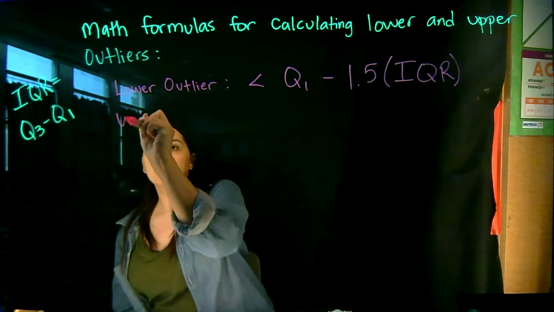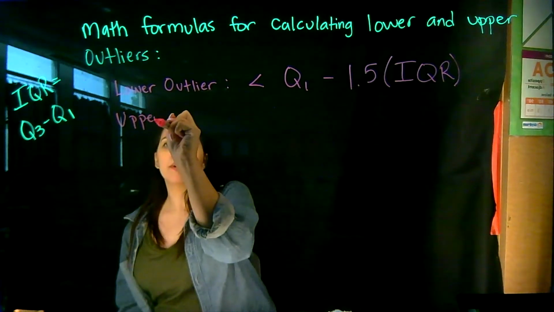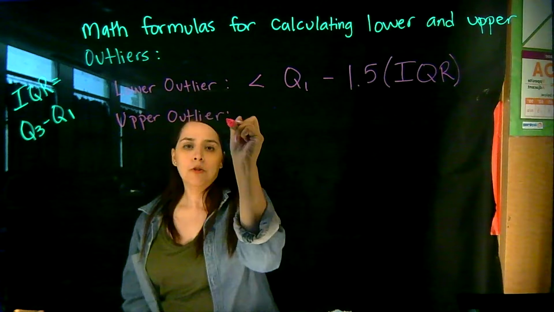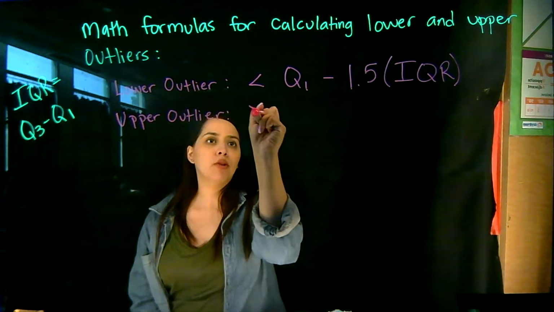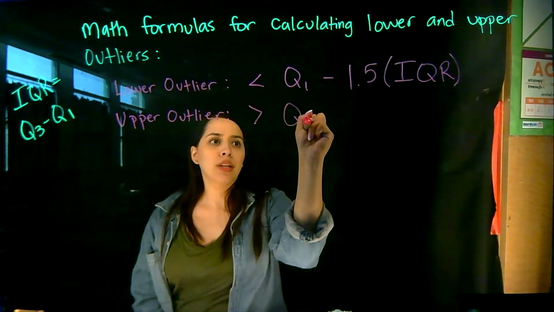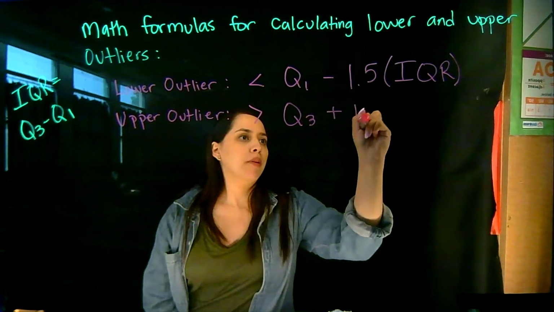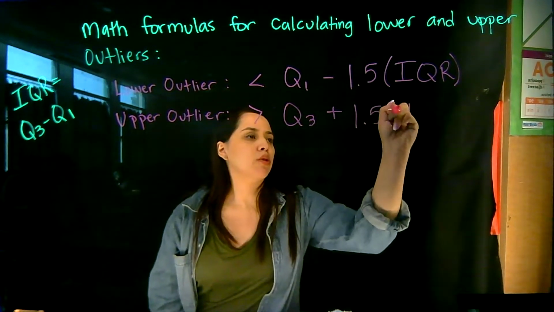Now let's see how we would calculate for an upper outlier. So for an upper outlier, it would have to be greater than quartile 3 plus 1.5 times the interquartile range.